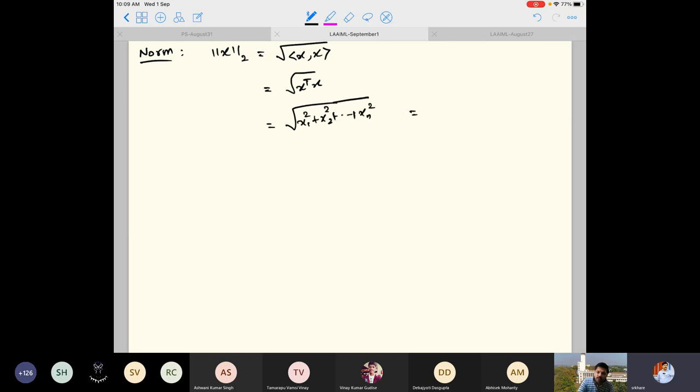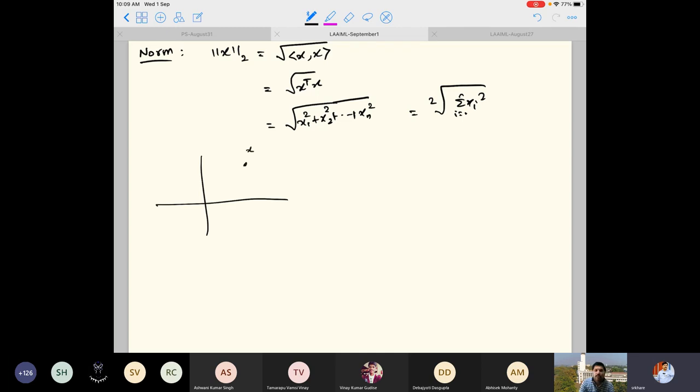Okay, so that is what it is. So square root of summation xi square, i from 1 to n, and then this 2 comes here. So that's why this square root comes. So it's a 2 norm. If you take pth power and take pth root, sum of p powers and pth root, you get a p norm.